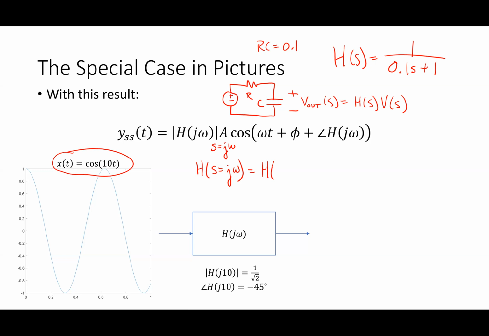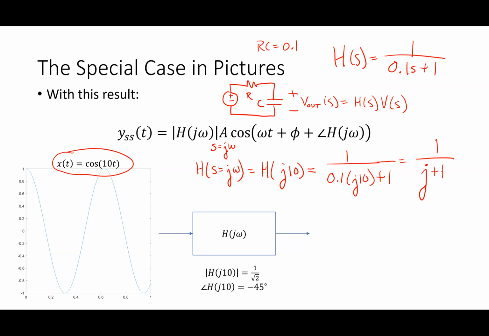what? If I have cosine 10t, what's the omega for that input? J10. All right. So I'm saying at omega equal to 10, I want to evaluate the transfer function. So that's 1 over 0.1 times J10 plus 1, like that. So 0.1 times 10 is what? 1. So I get 1 over J plus 1.